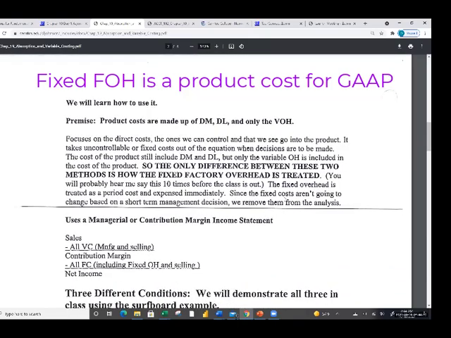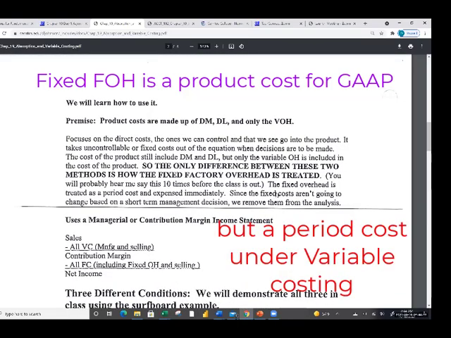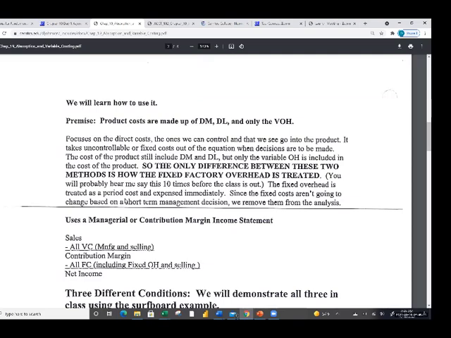And down here is the major crux of this chapter. The fixed overhead is treated as a period cost. That means it's expensed immediately. Okay, that's different from what we've been doing. Fixed overhead on the GAAP side was a product cost, which means if the units were sold, it was on the income statement in cost of goods sold. But if the units remain unsold, it was sitting in a balance sheet account someplace. So that's the difference between these two methods.